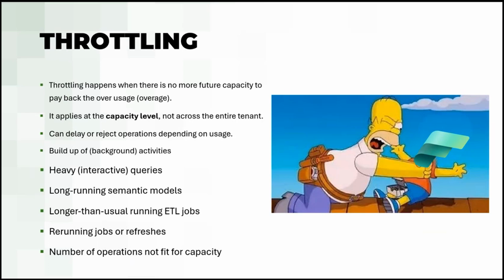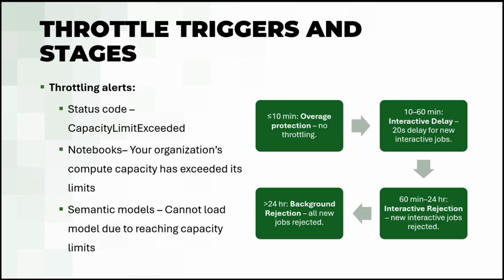Longer than usual semantic model refreshes can cause the issue, as can longer than usual running transformation jobs. If you've got all the data coming in that you expect, then we've got trouble when we're running jobs and refreshes and the number of operations isn't fit for the capacity. Here are the stages.